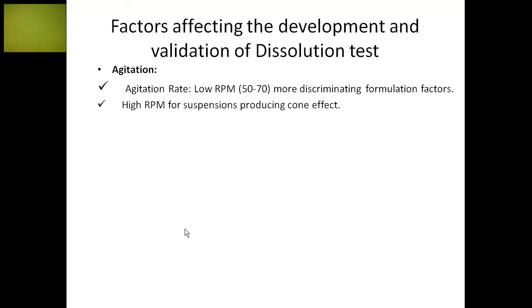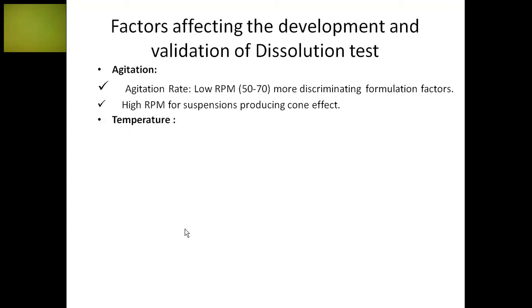High RPM is necessary for certain formulations like suspensions comprising viscous substances, which generally settle at the bottom of your dissolution jar, producing the cone effect. Cone effect means your drug gets settled at the bottom under the paddle, producing a hill-like structure called the cone. When a cone is produced, drug release from it is reduced due to lump formation at the bottom of the dissolution jar. That's why a high RPM is required for those.